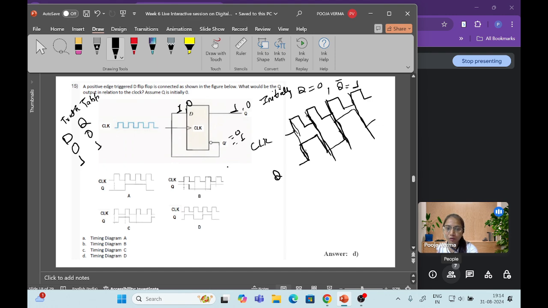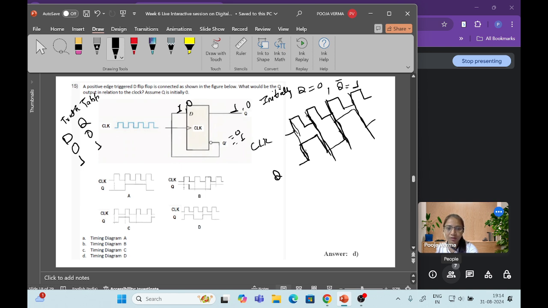So if Q dash is 1, then D is also 1. In that case, D is 1, then it will go high. The D is 1, then Q is 1 because the output follows the input. Then Q goes to 0 again. So for one cycle it is high, for the next cycle it is 0, for the next cycle it is 1, then again it will be 0.